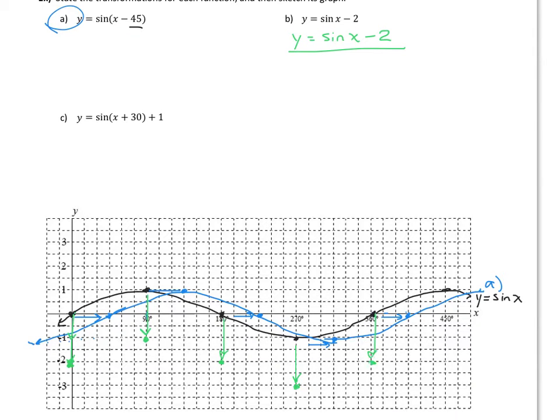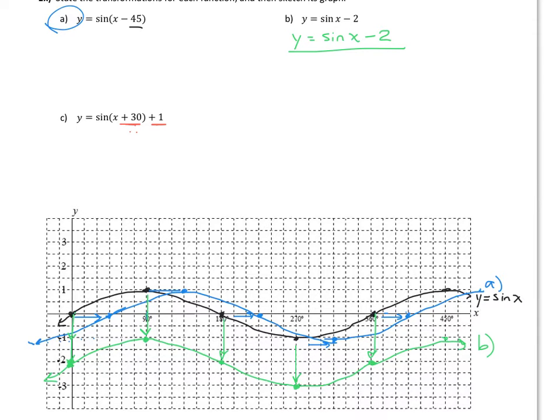And then this one's moving down 2 from the axis of the curve. So that should look just like the black curve just slid down by 2 units. And I can extend that so we know what the curve is going to continue on as. So this is part B. Part C has both transformations here. So let me do this one in red. I want to move it to the left by 30 and then up 1.